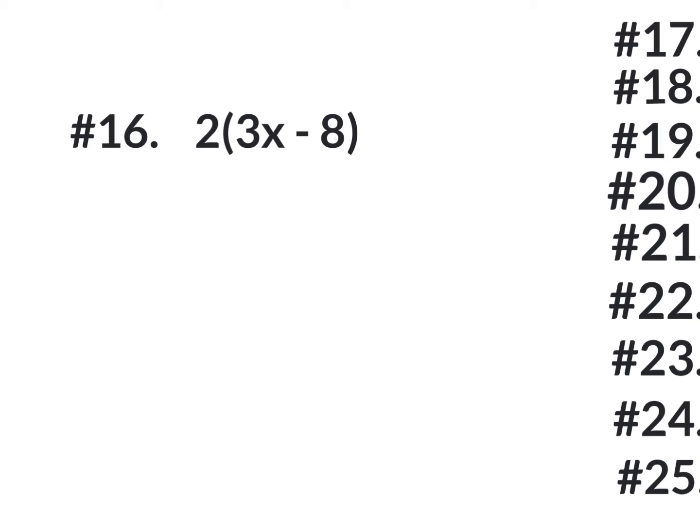This is where we distribute. Distribute 2 times 3x, that's 6x. 2 times, we're gonna call this a negative 8 to make it easier. 2 times negative 8 is negative 16, and that is our answer.